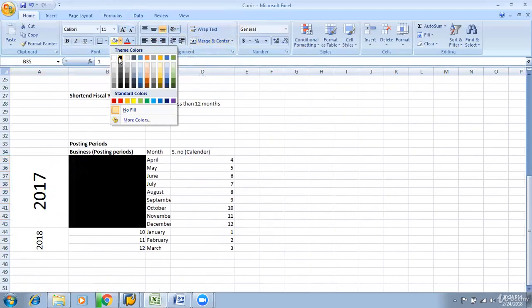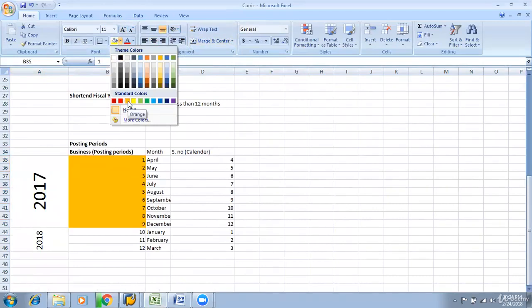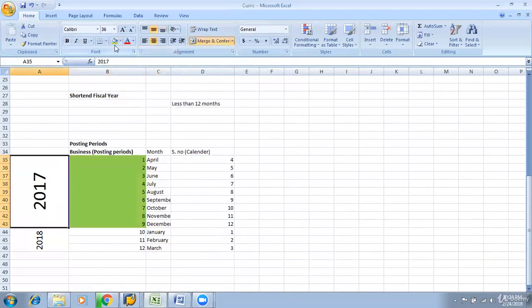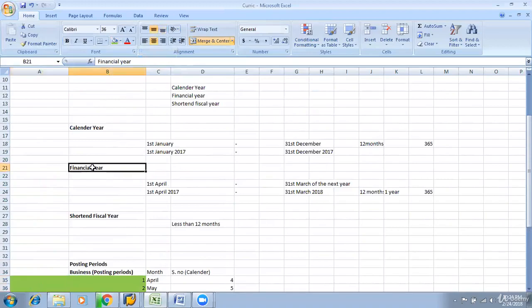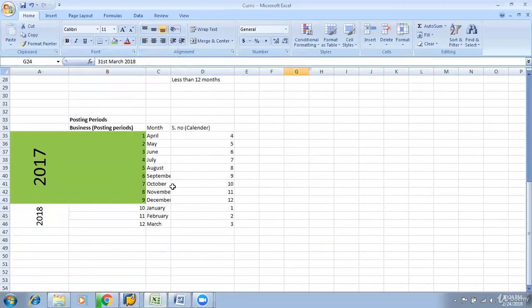Here, 1 to 9 periods, that is April to December, form part of this 2017. As we already discussed under financial year, an example I took was 1st April 2017 till 31st March 2018. So 1st April 2017 till December 31st is 2017. Then January till March is my 2018.